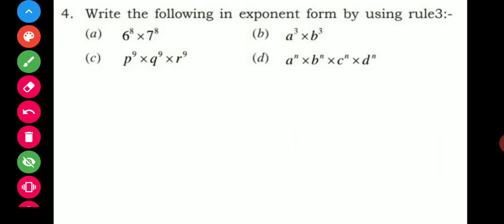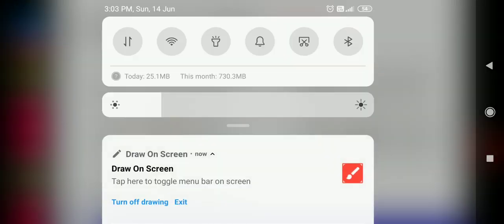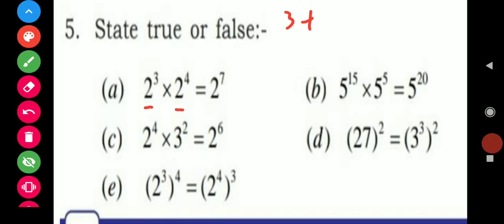Now come to the next question. The next question, that is the fifth question, is whether it is true or false. So the question is to state true or false. How can we do this? First, apply the exponent laws. So 2 to the power 3 and 2 to the power 4. You can add the powers, 3 plus 4, that is 7. So that one is true. You can write true.